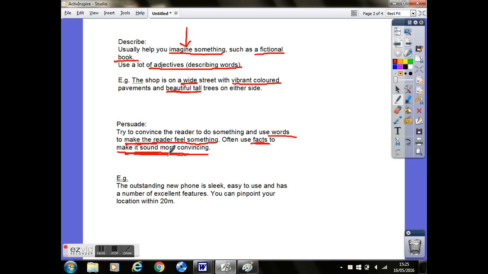So it's using this language and these, again, adjectives like the descriptive one. So sleek, easy to use, number of excellent features. So it's really promoting everything positive about this phone. And then where we said using facts to make it more convincing, it talks about one of the specific features, so you can pinpoint your location within 20 meters. So it's using both those techniques that we discussed at the top. So that's your persuasive bit of writing.